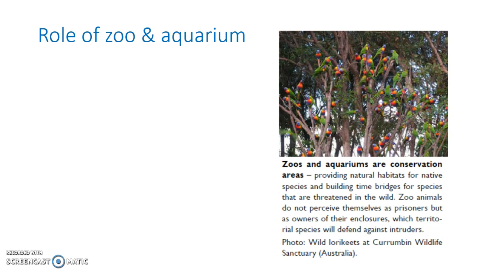Role of zoo and aquarium. Zoo and aquariums are conservation areas. First of all, it provides natural habitat for native species and builds time bridges for species that are threatened in the wild. So by right, zoo animals are not supposed to perceive themselves as prisoners, but as owners of their enclosures, which territorial species will defend against intruders.